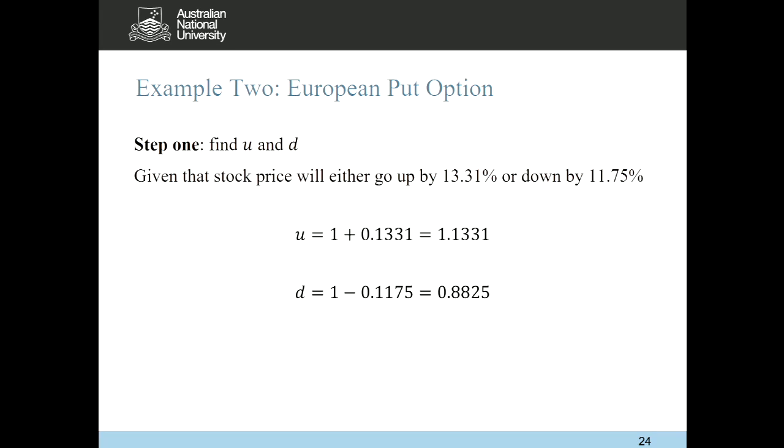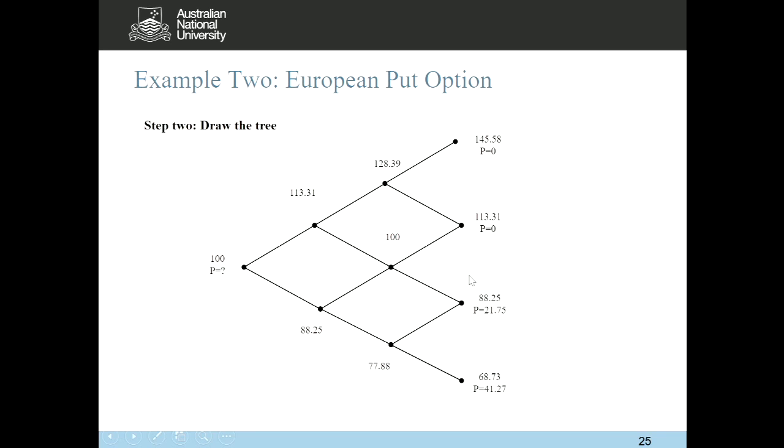Okay, so the first step is always to find the little u and the little d, the proportional increase and the proportional decrease, because only with that information can you draw the tree, right? So the entire tree is based on the u and d. This time the u and the d are simply given to us, so we quickly work out the u and the d, and then the next step is to draw the tree, right?